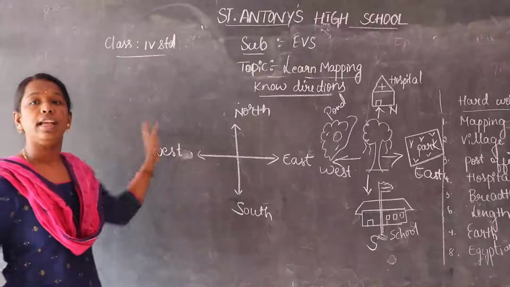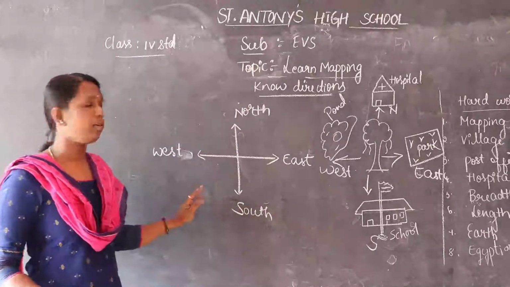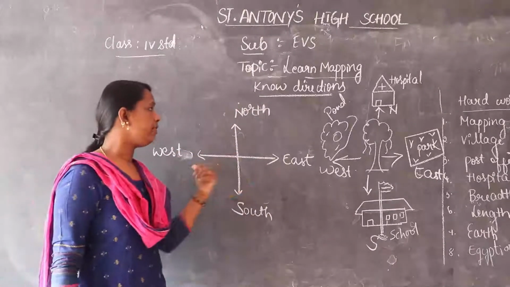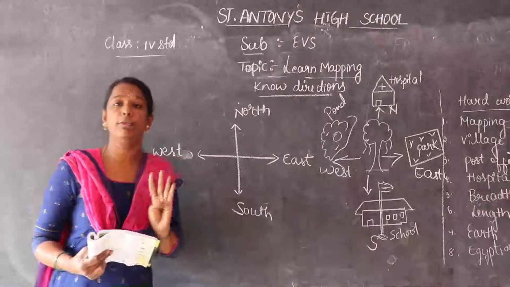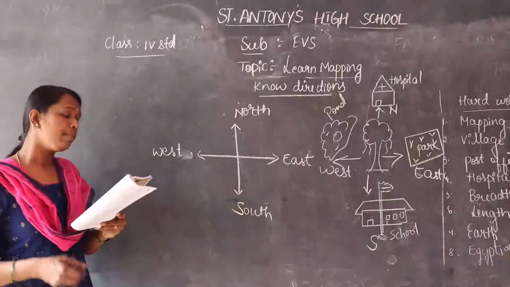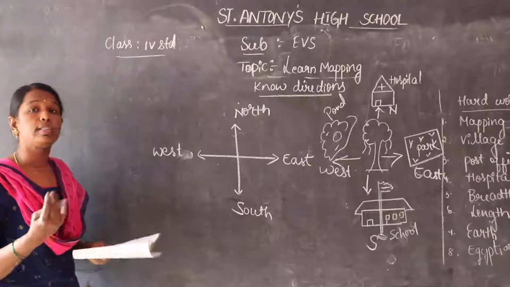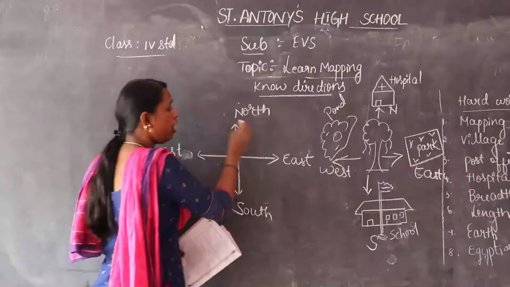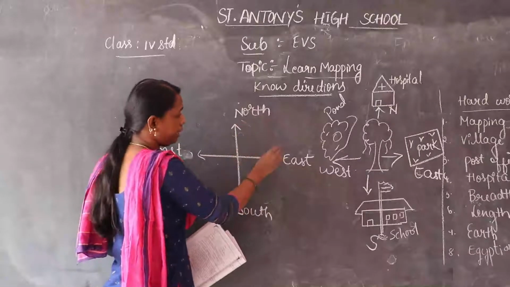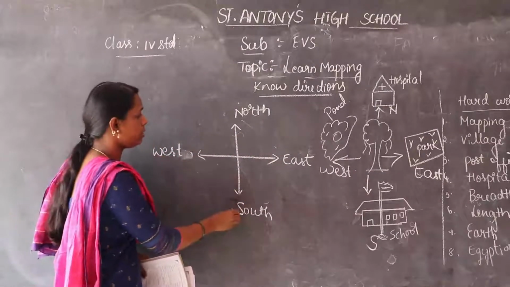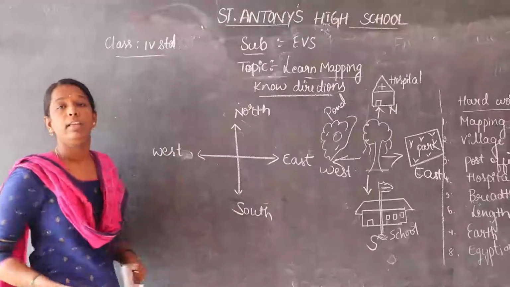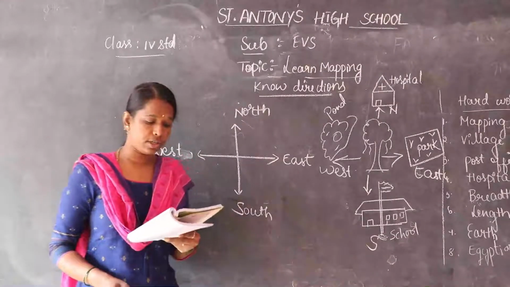Children, these directions are the main directions. East, west, north, south are the 4 main directions. And also we have 4 sub directions: northeast, southeast, southwest, and northwest. These are the sub directions.